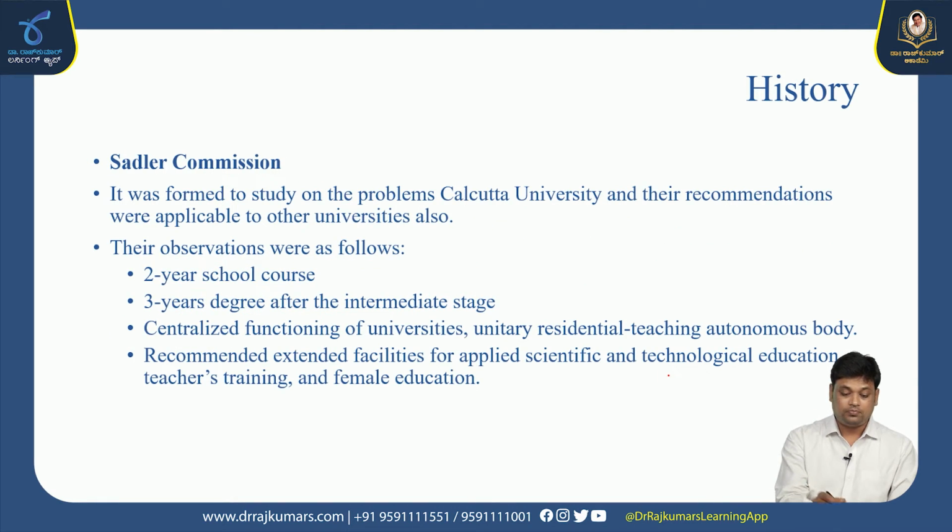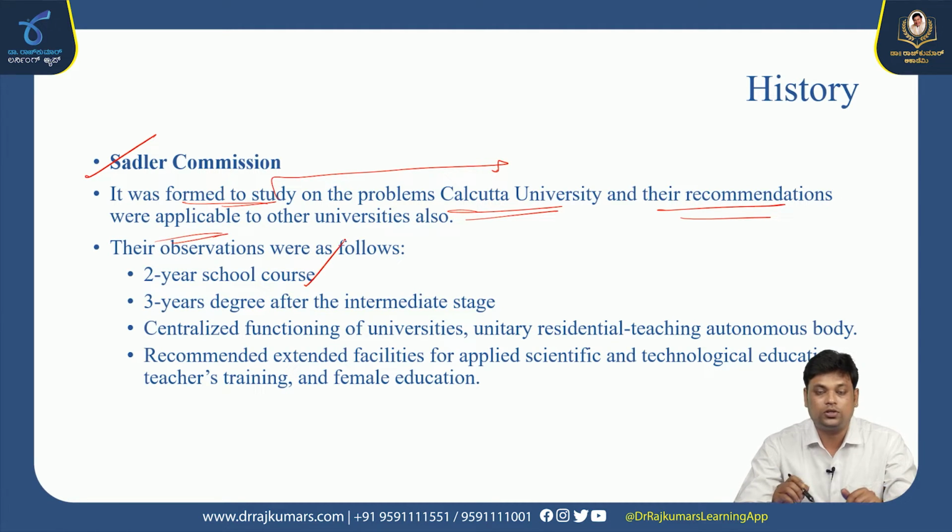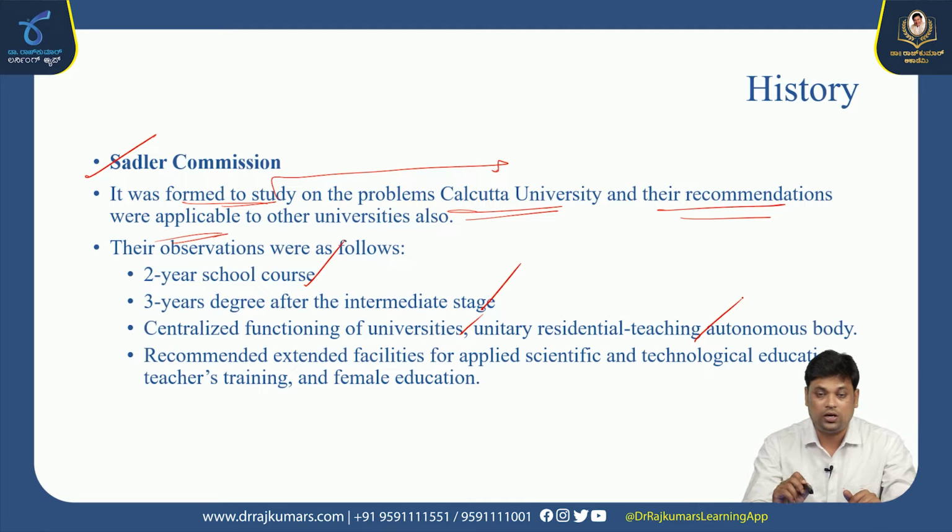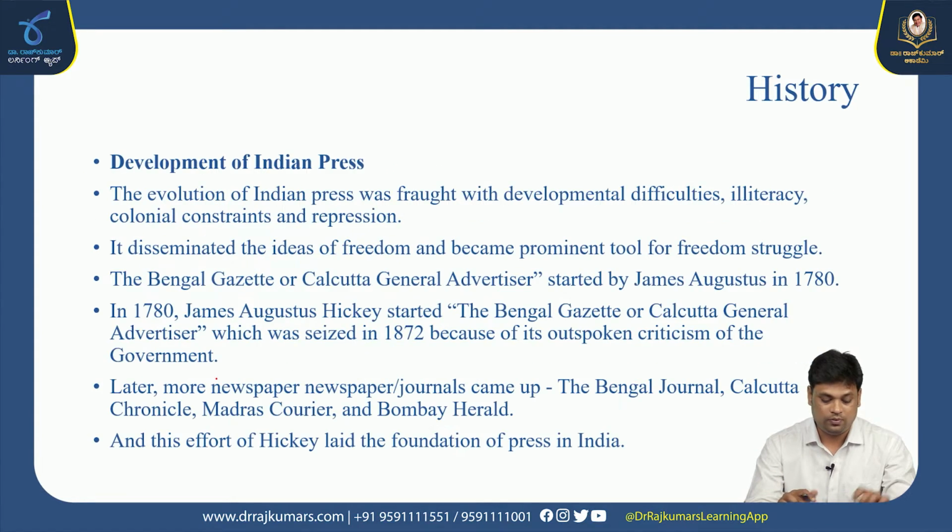Next one is the Sadler Commission. It was formed to study the problems of Calcutta University, and its recommendations were applicable to other universities also. A two-year school course, a three-year degree after the intermediate stage, central functioning of the universities, residential teaching, and autonomous bodies: these kinds of things were recommended by the Sadler Commission.